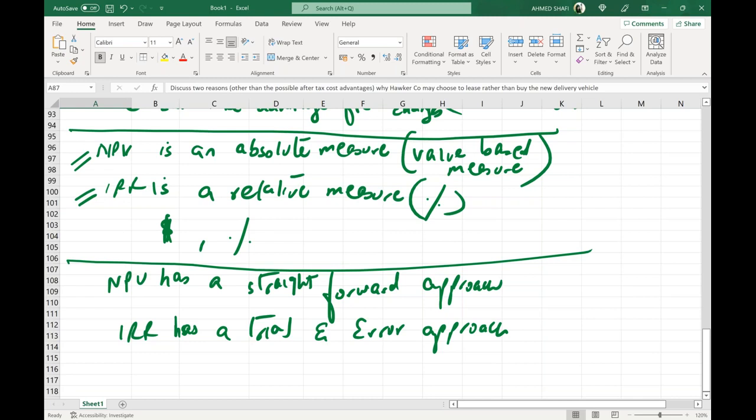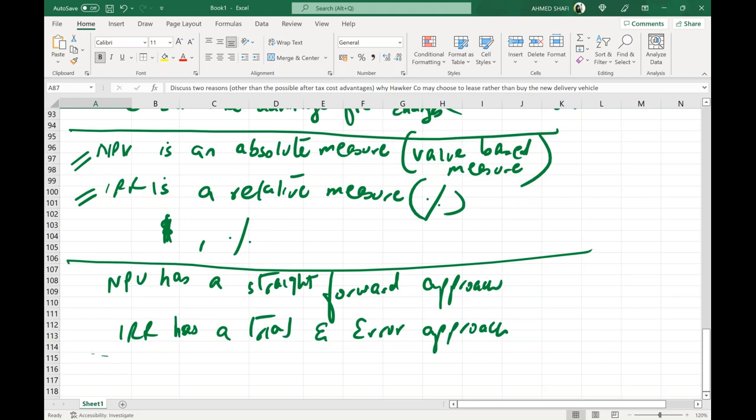NPV has a proper approach. Record all inflows, record all outflows, a proper approach. IRR is a trial and error approach. You see what you are doing in IRR. First NPV at 10%, then randomly increase the discount factor to 15% to get the second NPV, or reduce it by 3% to get the positive NPV. It has a trial and error approach. It has no formal approach, whereas NPV has a straightforward and formal approach.